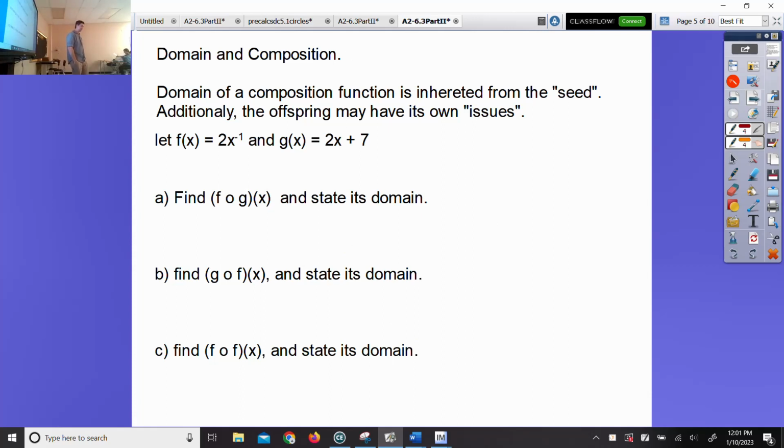Domain and composition. I have some funny wording up here. It says domain of a composition function is inherited from the seed. Additionally, the offspring may have its own issues. I'm talking about something we did Thursday. Thursday we did stuff like this: f of g of x. Remember doing that? That's literally where you seed function f with whatever g is. That's why I'm saying seeding. You need to think about this in second to some degree if it helps. And that kind of is the relationship here.